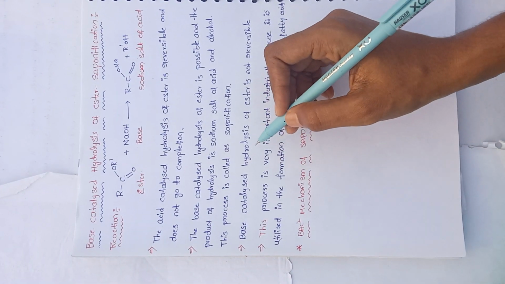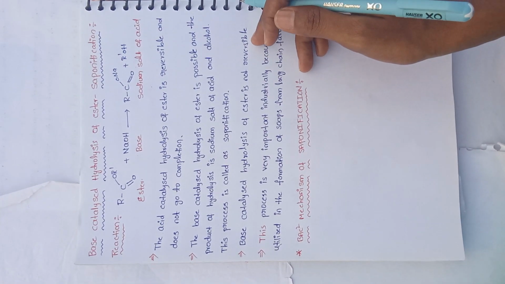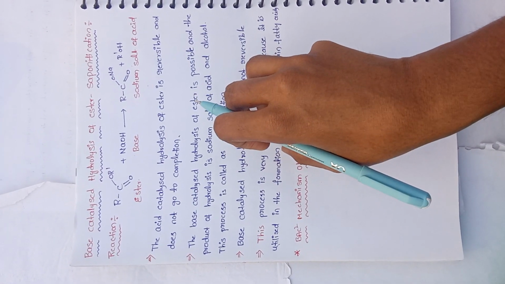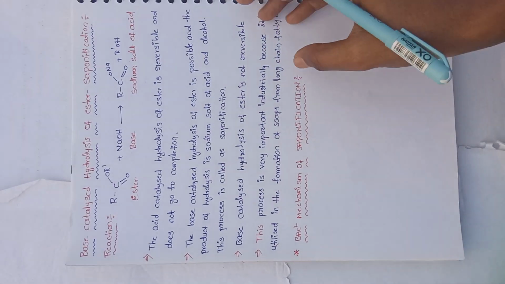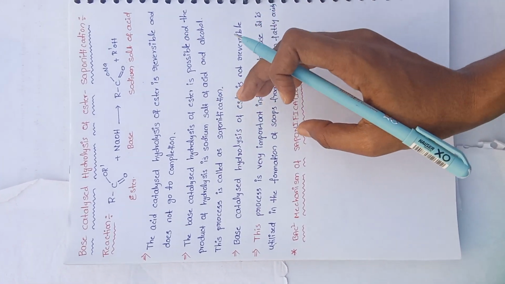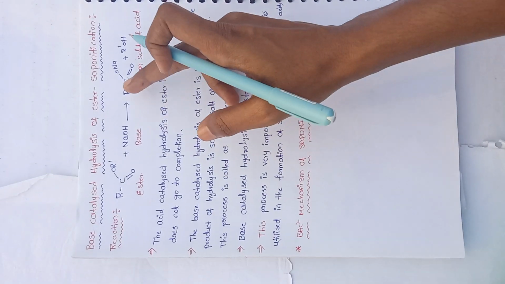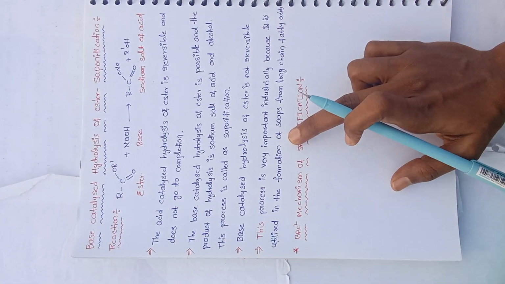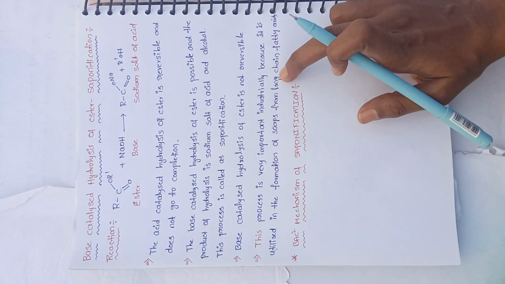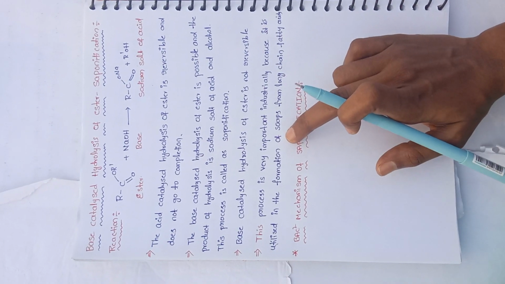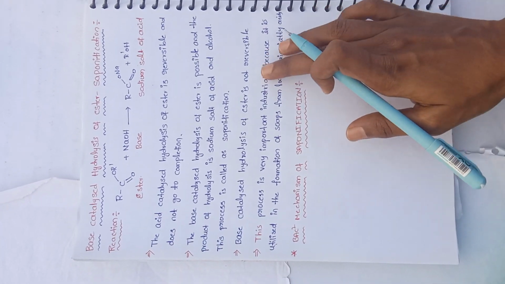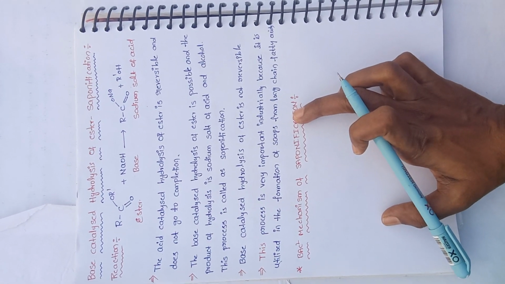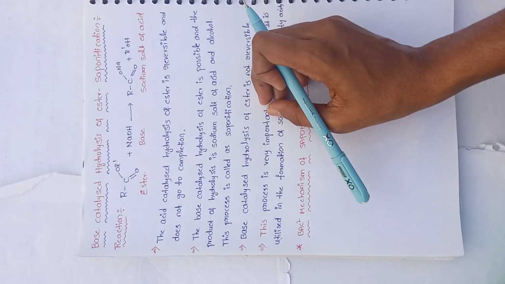Base catalyzed hydrolysis of ester is not reversible. Acid catalyzed hydrolysis is reversible, but coming to the base, this is not a reversible reaction. That's why the arrow symbol is like this. This process is very important industrially because it is utilized in the formation of soaps from long chain fatty acids. What are the uses? The preparation of soaps. So this is industrially most important.